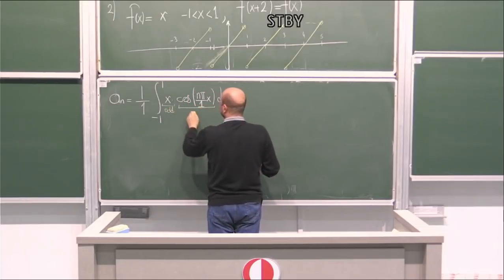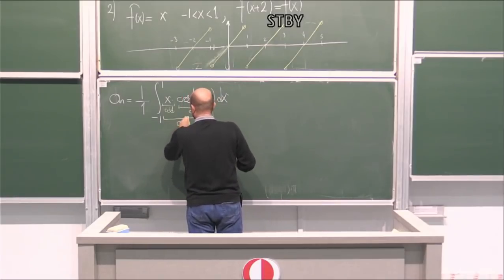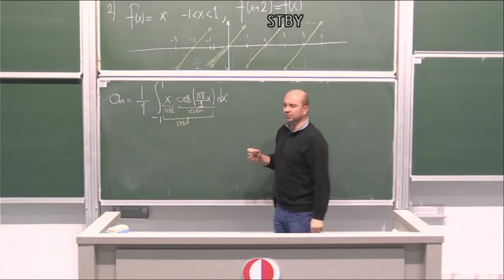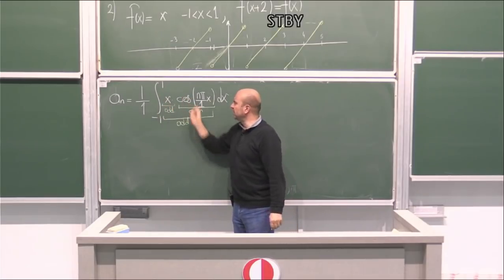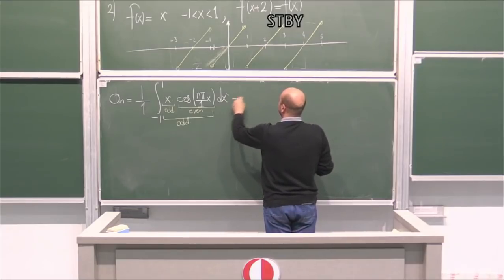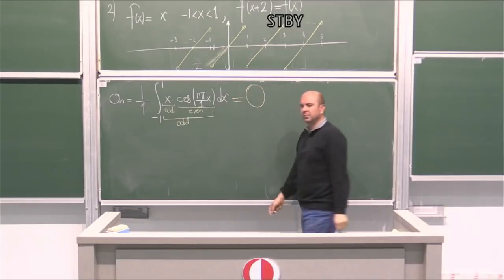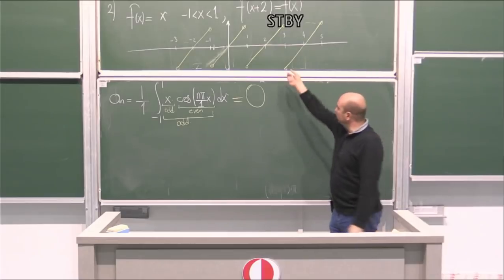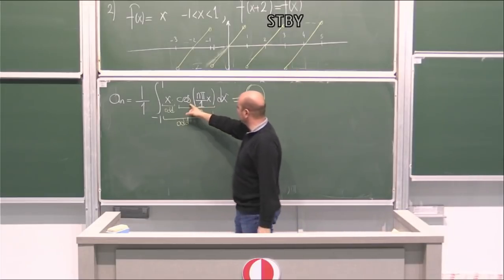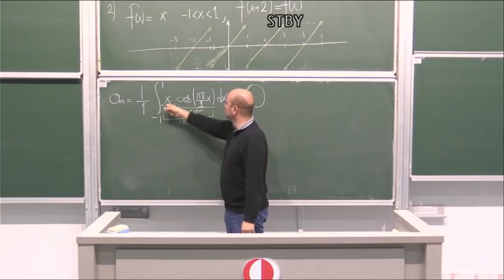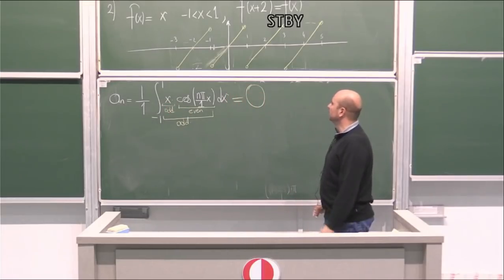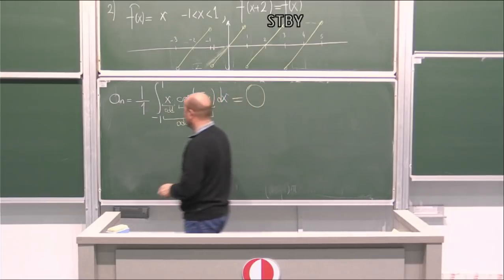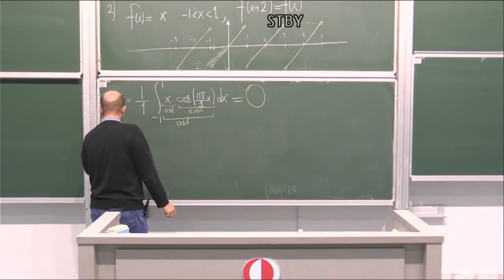So cosine is even, then their product is odd. For an odd function on a symmetric interval from -1 to 1, the integral is always 0. The same holds for the other term, where the function is 1, which is even. So you get 0, and that means we don't have any cosine terms. We just have sine terms.